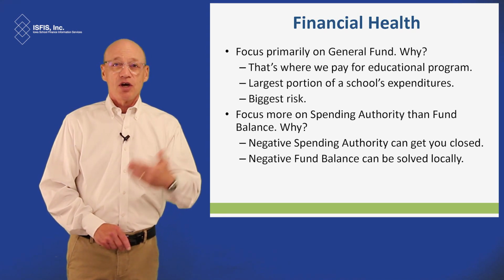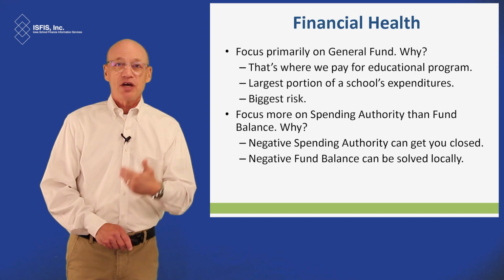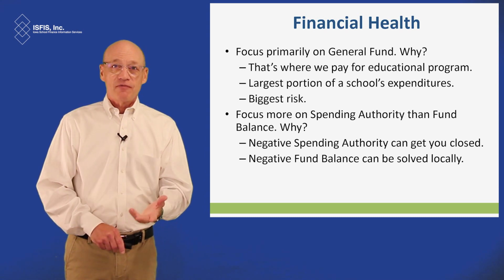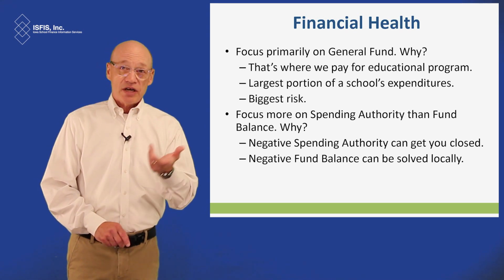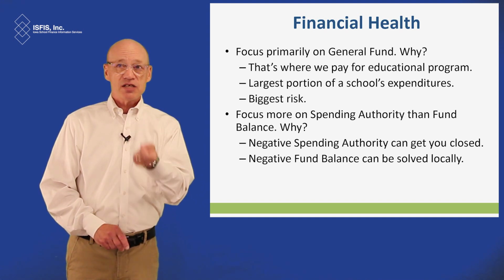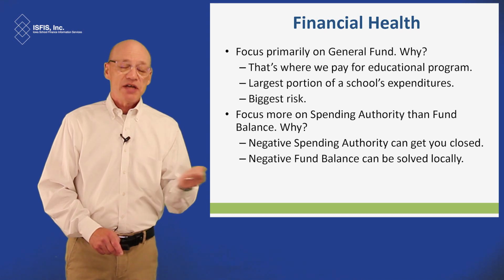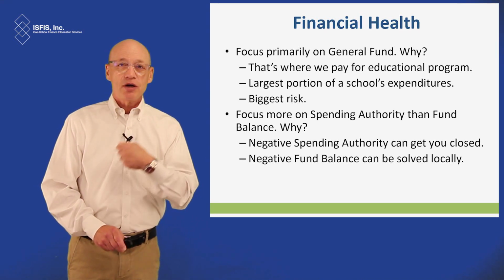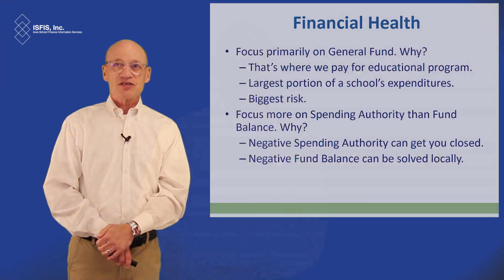We talked about the process of the School Budget Review Committee implementing a Phase 2 viability audit. Well, that is because a school district's unspent budget authority goes negative. So negative spending authority can get you closed. Negative fund balance can be solved locally by levying local property taxes.